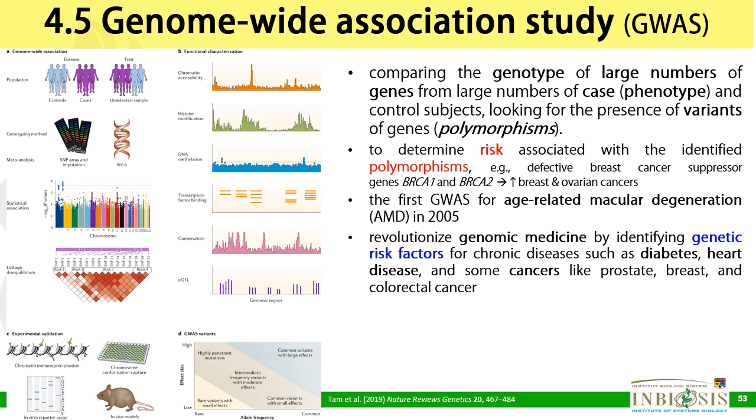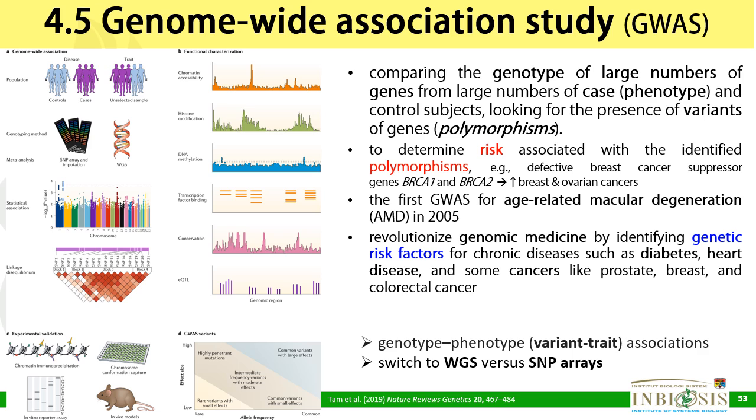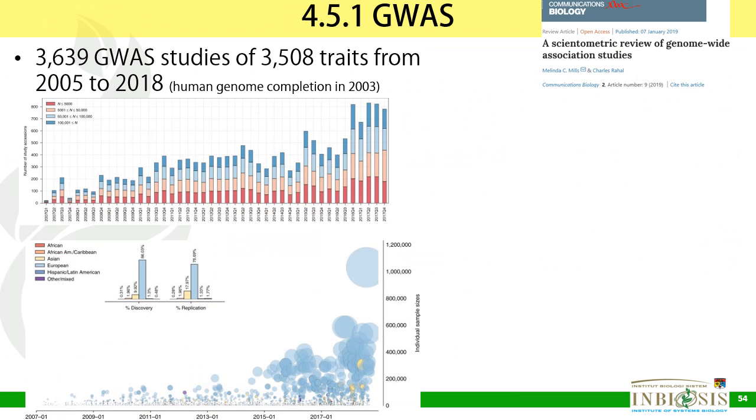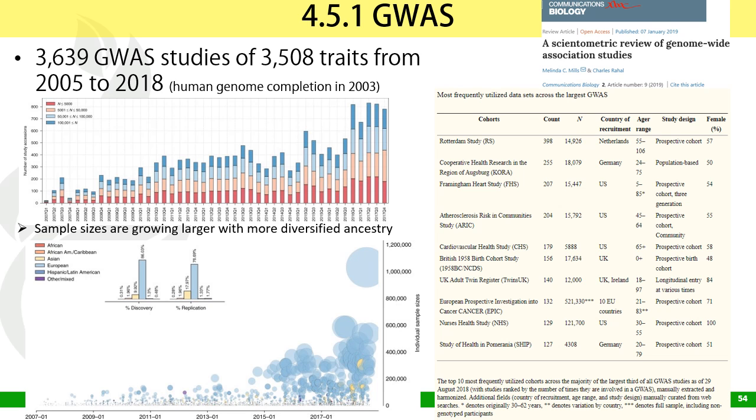The field is currently adopting more whole genome sequencing approaches instead of using the more cost-effective SNP array to determine the variant-trait association. Based on a recent review of over 3,600 GWAS studies over 3,500 traits, the trend shows an increasing sample size with more diverse ancestry, so from different populations, and the number keeps increasing every year. And this is some of the well-known, well-cited GWAS studies.